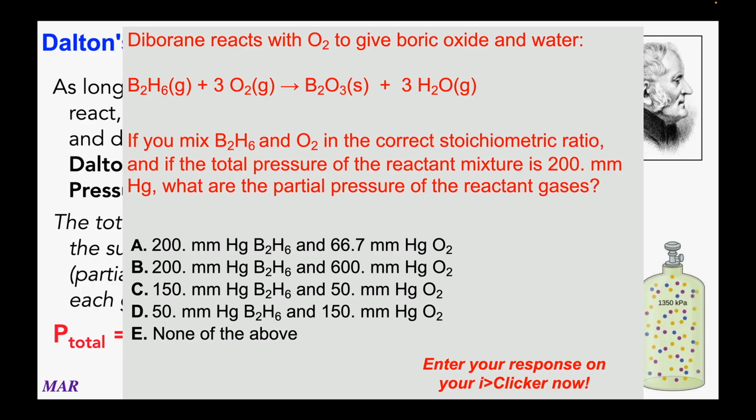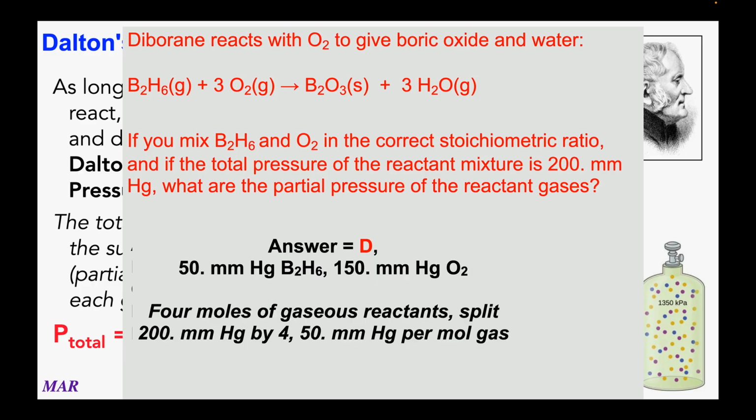And you can see from that equation that you have 1 diborane, 1 B2H6, and 3 oxygens, 3 O2s. So there are a total of 4 moles of reactants. And if the total pressure is 200 millimeters of mercury, then 1/4 of that will be B2H6, because there's a 1 in front of it, and 3/4 of 200 will be the O2. So when you take 3/4 of 200, you get 150, and 1/4 of 200 would be 50. So those are the pressures of the individual gases.